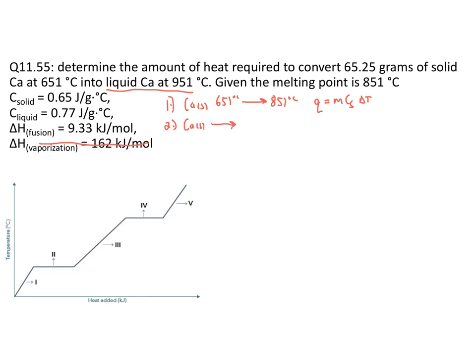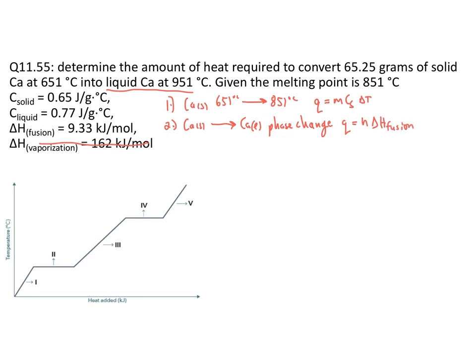The second calculation, now I have solid calcium at its melting point. I need to go through the phase change. I need to take that to liquid calcium at the melting point, and that's our phase change. And for that, I'll need Q equals how many moles of calcium do I have times the heat of fusion for calcium.